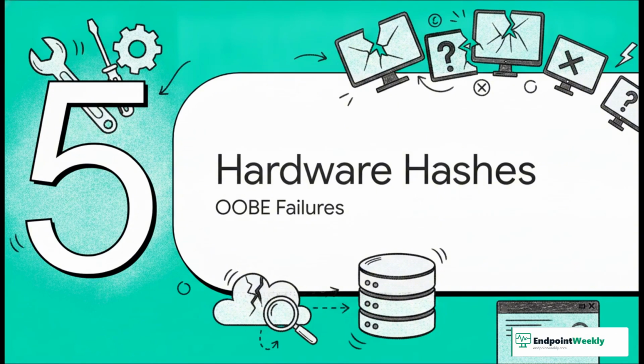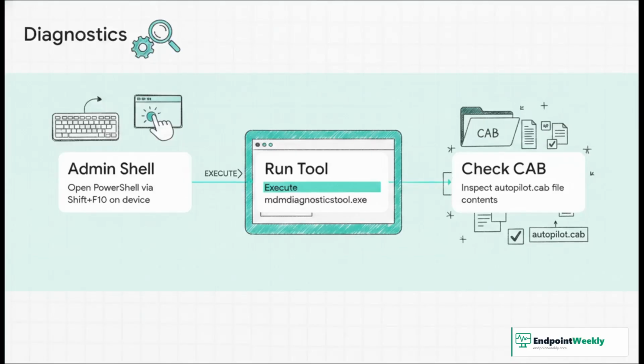Finally, Section 5. Let's get our hands dirty troubleshooting hardware hashes and those dreaded OOBE failures. So what happens when Graph returns a total blank? Well, you have to investigate the physical device itself. You're going to need to hit Shift plus F10 on that OOBE screen to force open the command prompt. Then launch PowerShell as an administrator and run mdmdiagnostictool.exe.